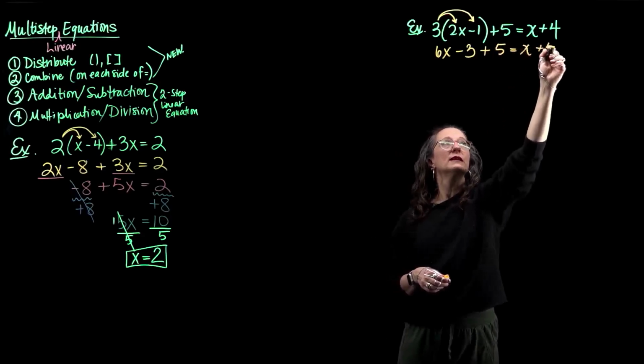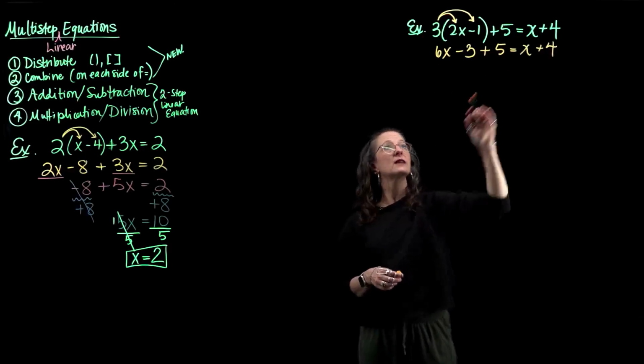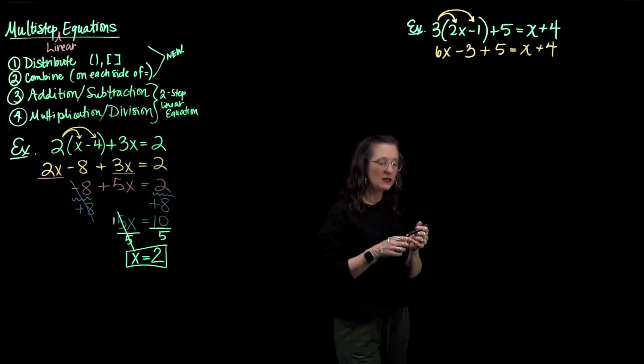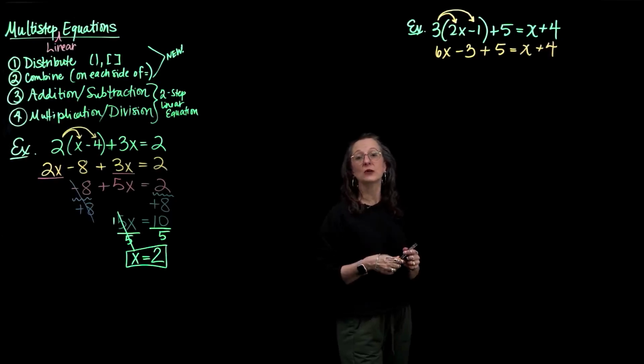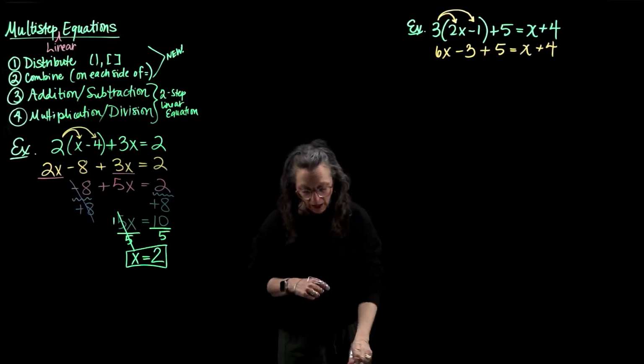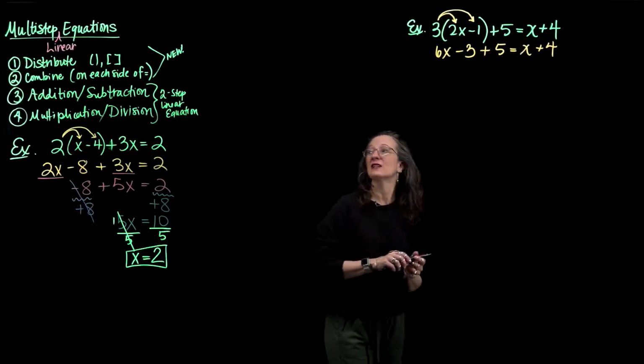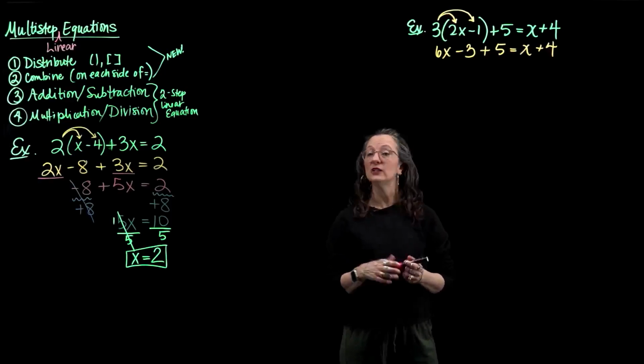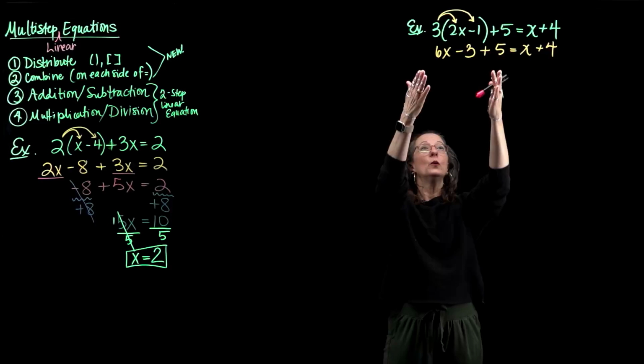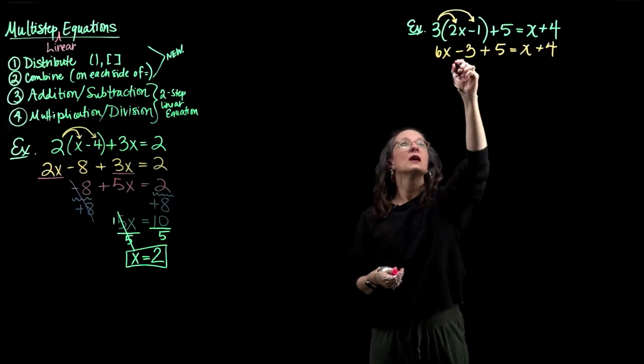Everything else just gets written down. So on the next line, I have 6x minus 3 plus 5 is equal to x plus 4. Our next step is combine. So let's look on each side of our equal sign. Where do we have like terms?